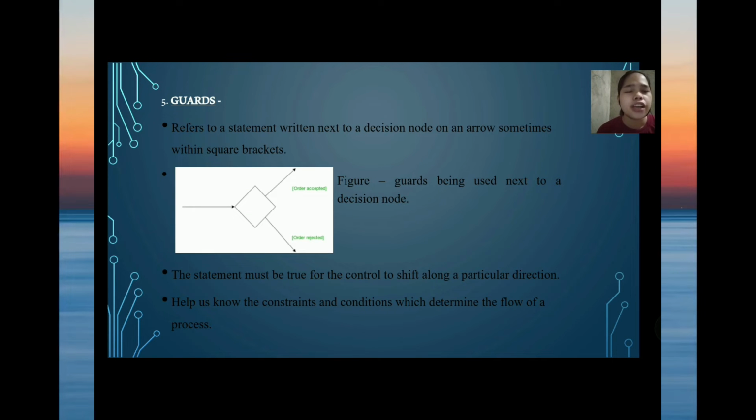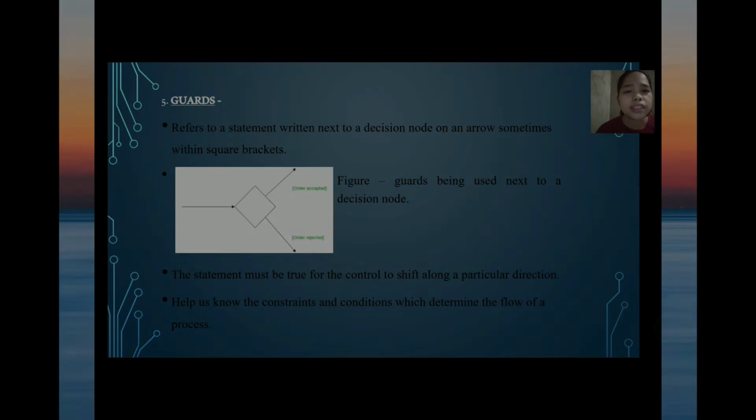The fifth notation of an activity diagram is guards. A guard refers to a statement written next to a decision node on an arrow, sometimes within square brackets. As we have seen in the figure, the guard is being used next to a decision node. The statement must be true for the control to shift along a particular direction, and guards help us know the constraints or restrictions and conditions which determine the flow of process.